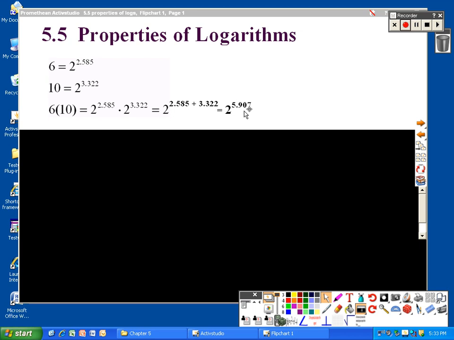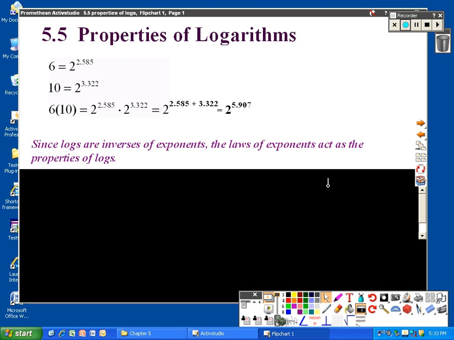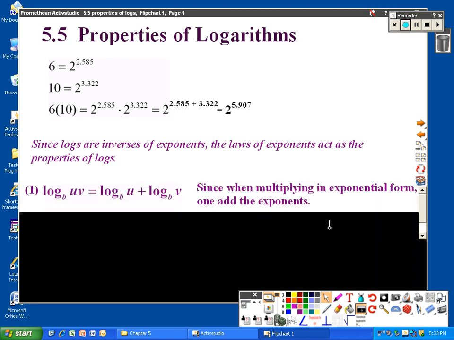The reason we're doing this is that the properties of logarithms, since they are the inverse of exponents, are going to make us think of our exponent laws when we do our logarithms. So if I have the log of u times v: when I multiply exponents, I add the exponents. So when I multiply the values inside logs, it means I can add the two logs. That means log base b of u plus log base b of v.